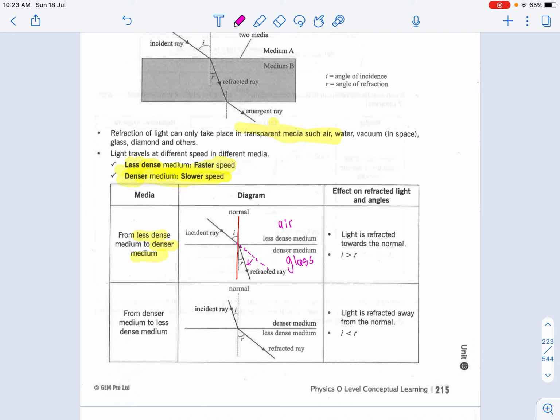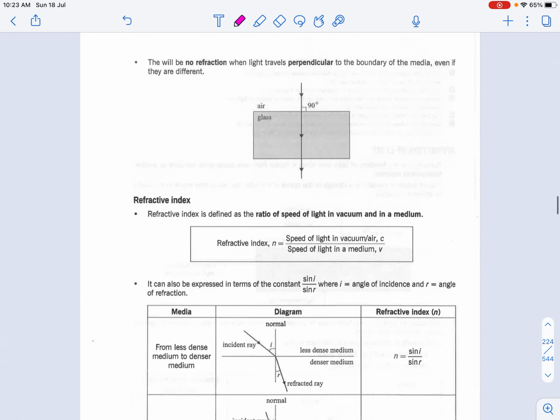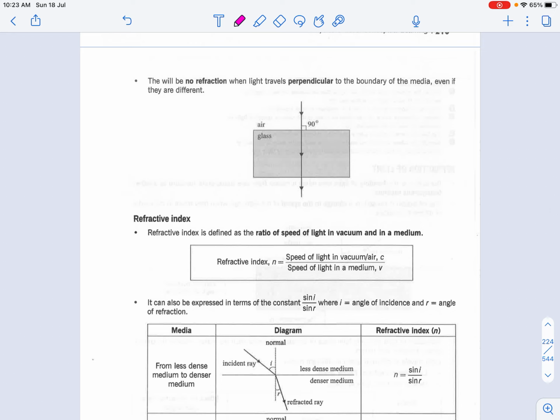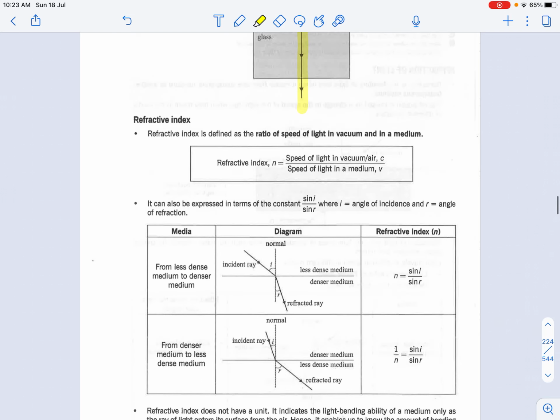On the other hand, from a denser medium to a less dense medium, you would see that the light ray actually moves away from the normal. So this is typically from the glass to the air. Okay, there will be no refraction if the light ray travels perpendicular to the boundary of the medium. So this is something like aligning it to the normal, so it just goes in one straight line. This is in the event that it is 90 degrees to the boundary of the medium.